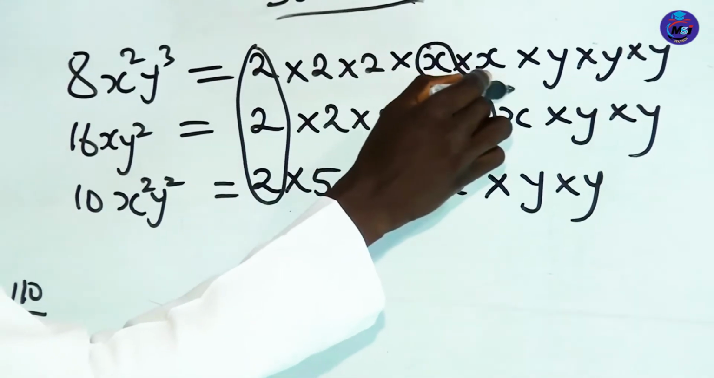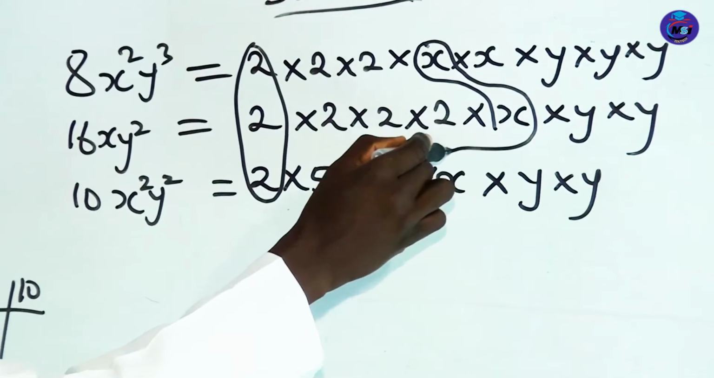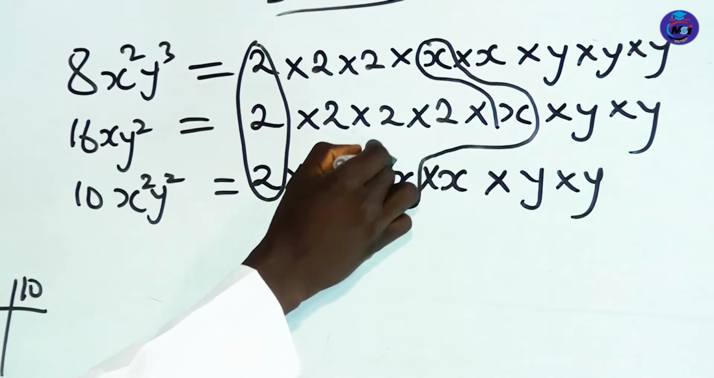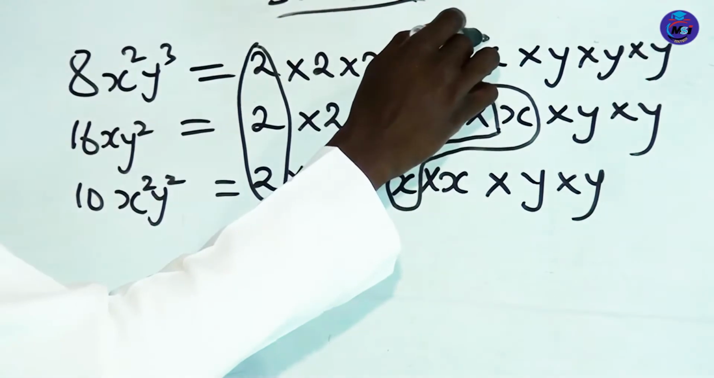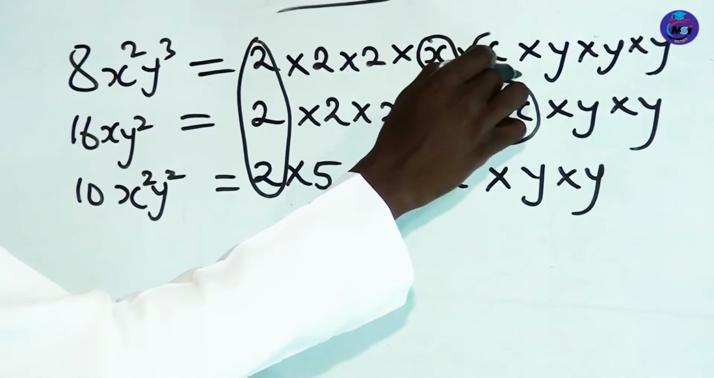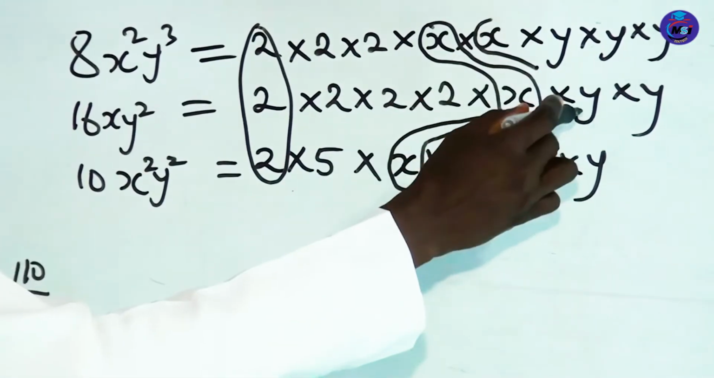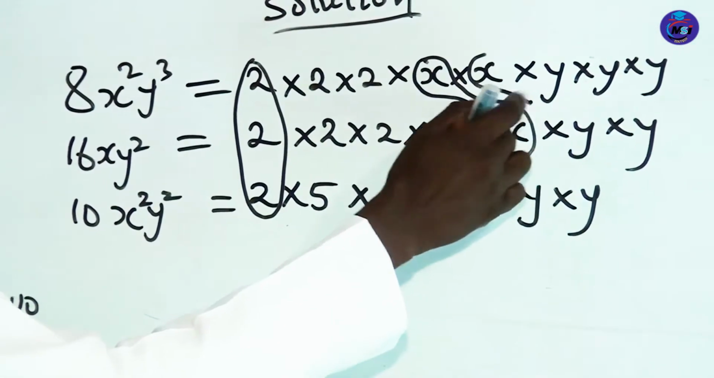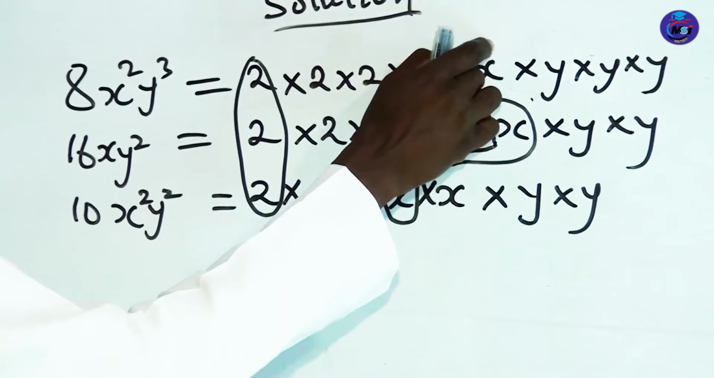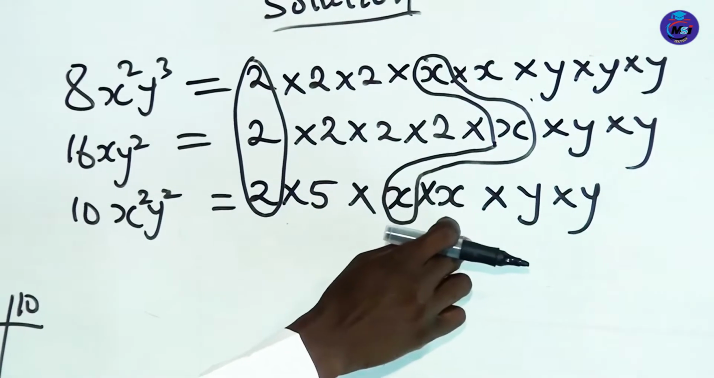There is another x here. Okay. There is x here. Do we have any other x here? No. That means this cannot go. x is not common again.